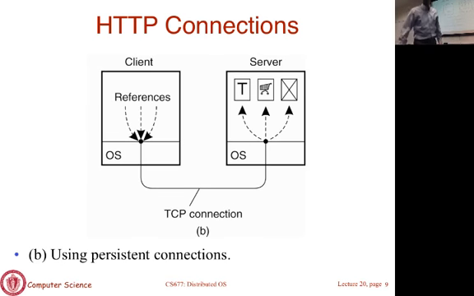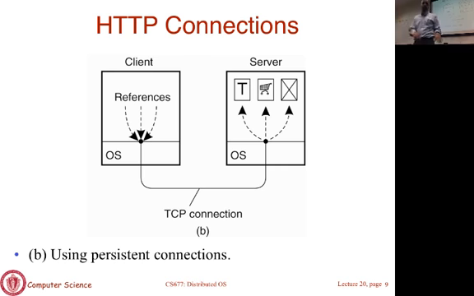Now, what HTTP 1.1 did is it has what is called a persistent connection. Rather than setting up 10 connections between the client and the server, which is actually wasteful, you can use the same TCP connection to fetch additional objects. There is no reason, after you fetch the first object, to tear it down.